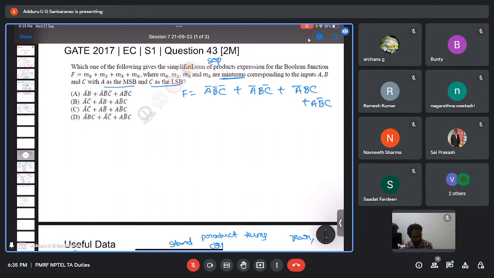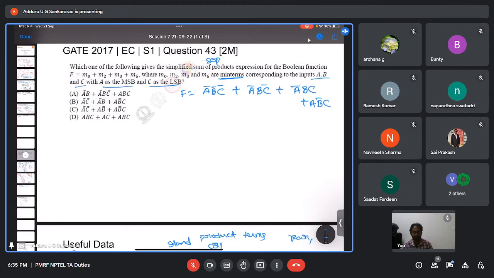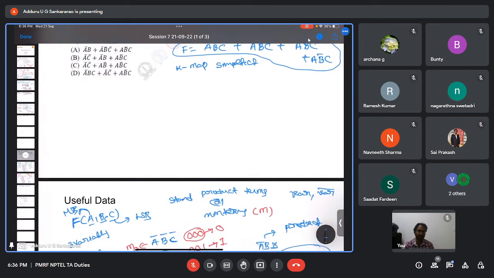So we can express it in terms of A, B, C, because the function inputs are A, B, C. That means f of A, B, C is given in the problem. Now you can solve this using some Boolean laws, or else we can solve using K-map simplification. I hope you know K-map simplification well.